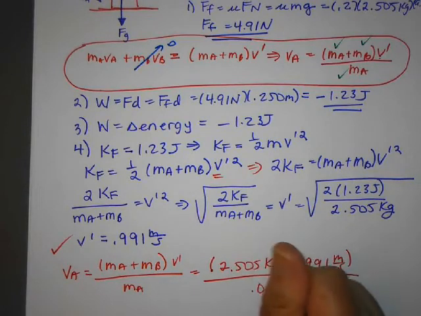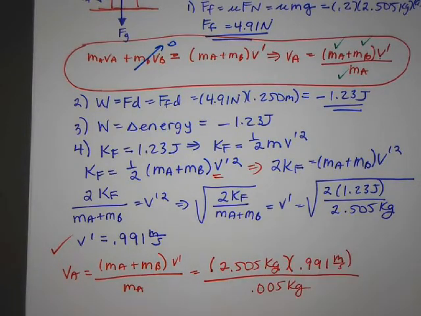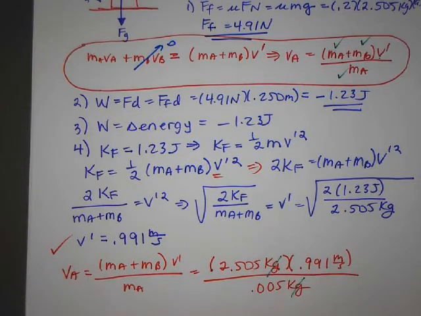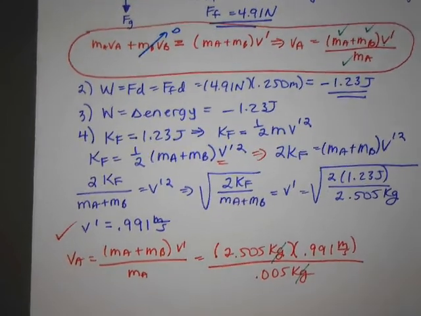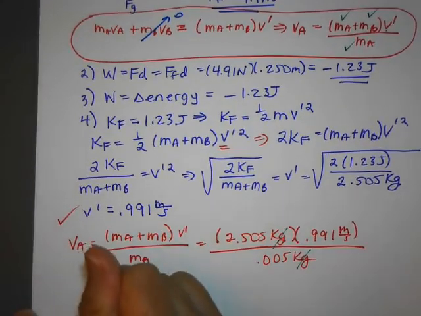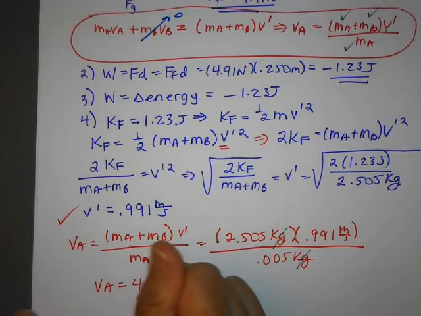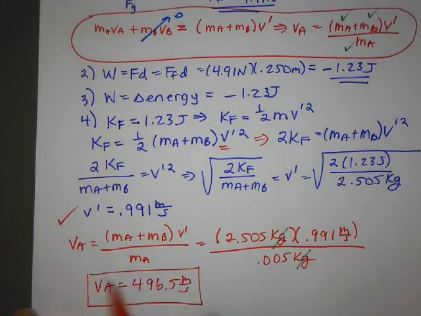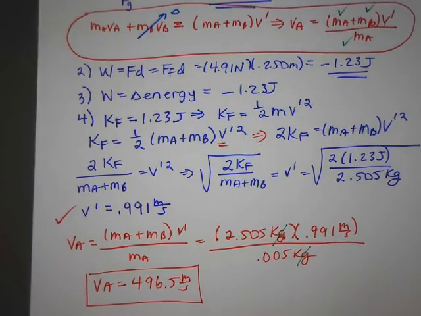So it's going to be 2.505 kilograms times 0.991 meters per second divided by the mass of the bullet, which is 0.005 kilograms. Don't forget to convert. And remember, when you carry your units and cancel them, it's a foolproof way to check your work in physics, so you never have an algebra mistake. So VA comes out to be 496.5 meters per second. And then we use our knowledge of everyday life and say, wow, that's really fast. Well, it's a bullet, and bullets go fast.